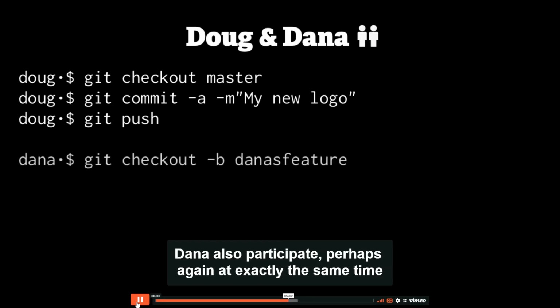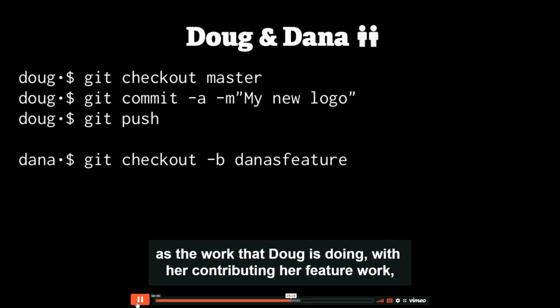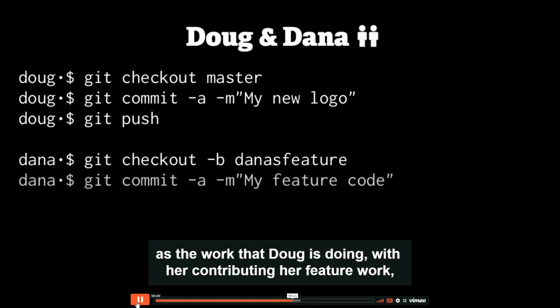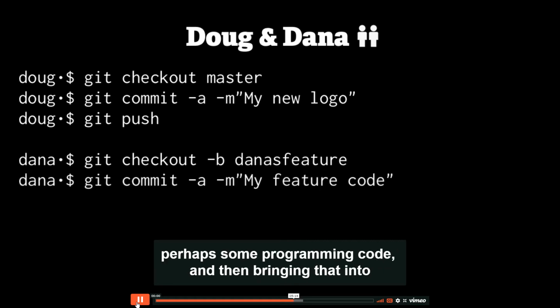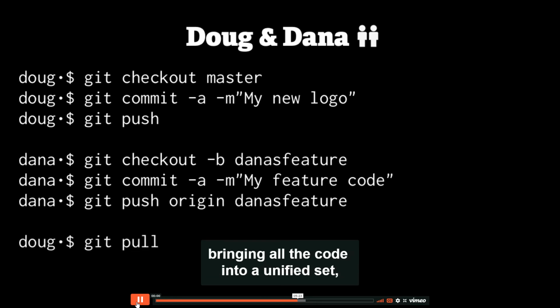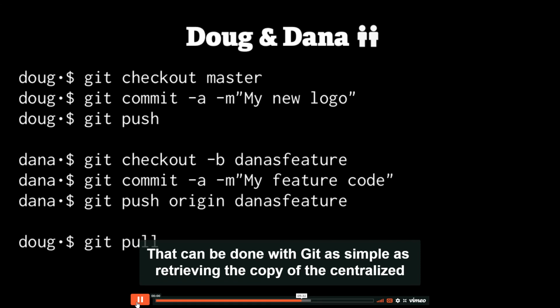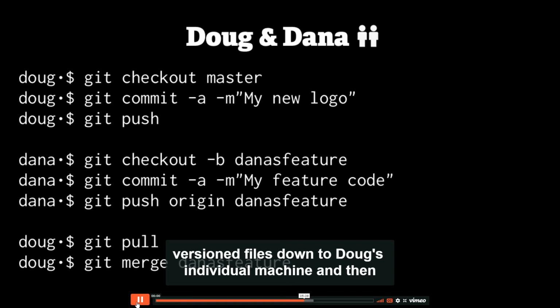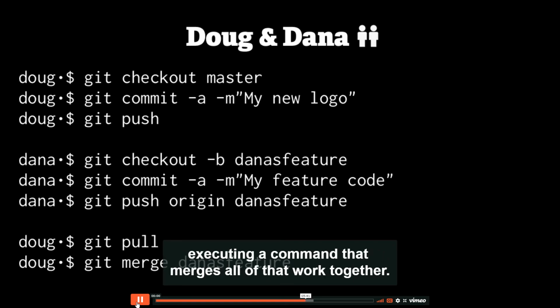And then having Dana also participate, perhaps again at exactly the same time as the work that Doug is doing, with her contributing her feature work, perhaps some programming code, and then bringing that into the central server-based copy as well. But that last step is the critical one, bringing all the code into a unified set, merging together both Doug and Dana's work. That can be done with Git as simply as retrieving the copy of the centralized versioned files down to Doug's individual machine, and then executing a command that merges all of that work together.